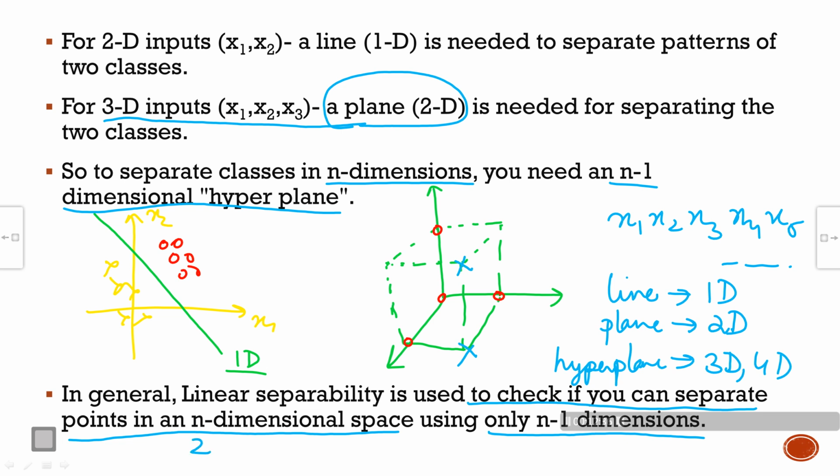For 2D space, I should only be able to use one dimension. N minus 1 is one dimension, and one dimension means it is a line. For 3D space, I should be able to use only two dimensions, that is a plane. So this is the meaning of linear separability, and it is a very important concept.